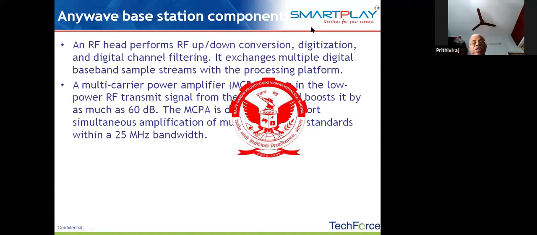So the next point to discuss is the multi-carrier power amplifier, which takes in the low power RF transmit signal from the RF head and boosts it by as much as, you could see the type of amplification here, 60 dB. That is a very large boosting of power, and the MCP, that is the multi-carrier power amplifier, is designed to support simultaneous amplification of multiple wireless standards within a 25 megahertz bandwidth. That is a pretty good bandwidth for a gain of that order. Next slide.